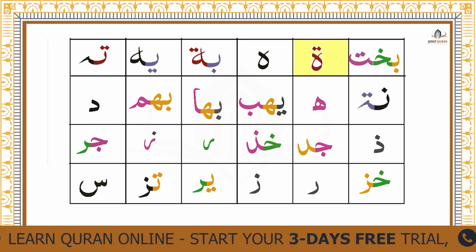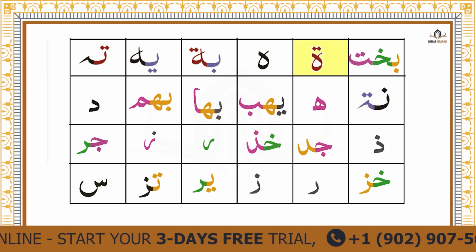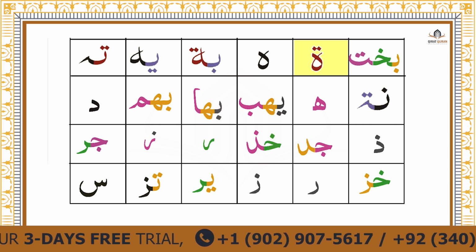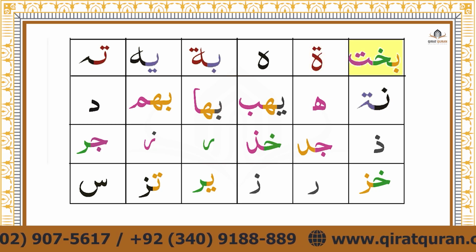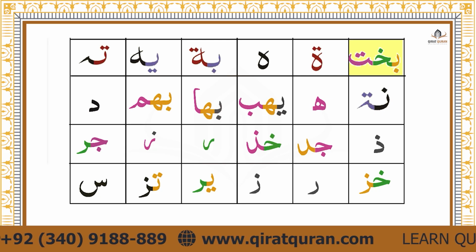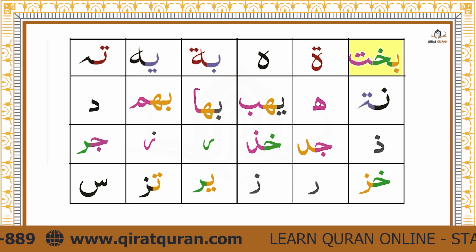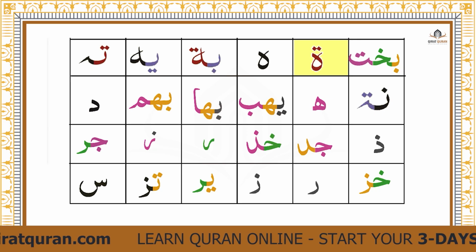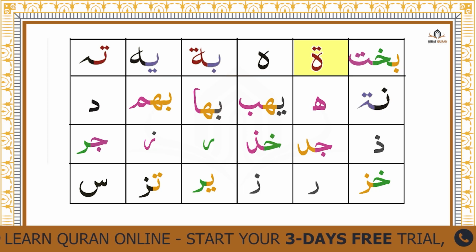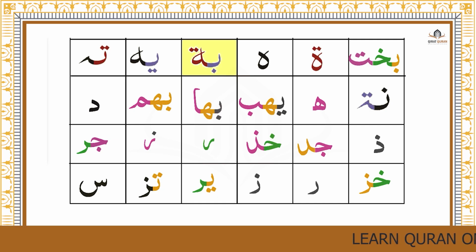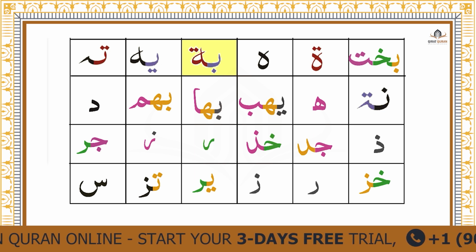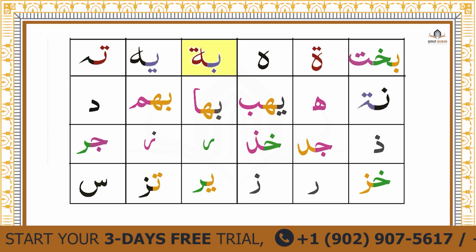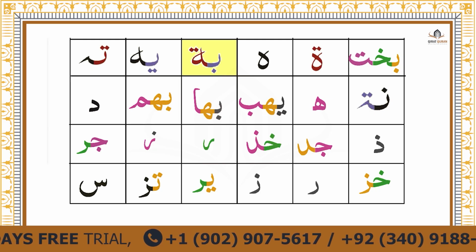And this is not the only shape for Ta. Ta has more shapes than two. One is this, the actual Ta. The third one, this is Ta. And then this one is also Ta. Okay. And the second letter here, the first one is Ba, but the second letter is Ta, because it has two dots at the top. So when a letter has two dots at the top, it means that it is Ta.